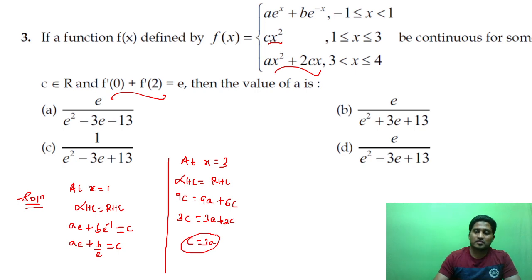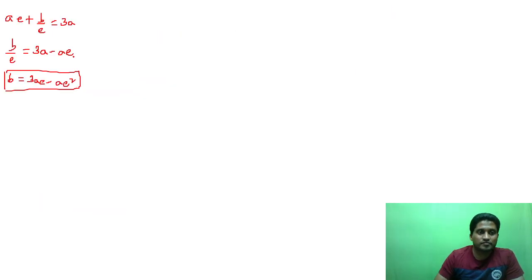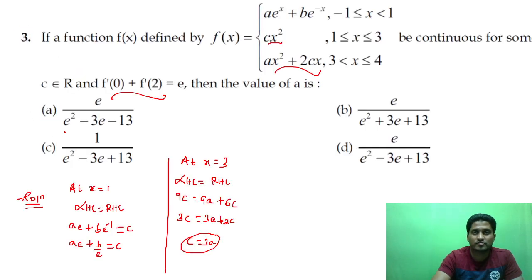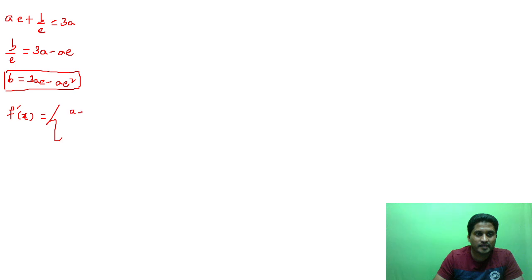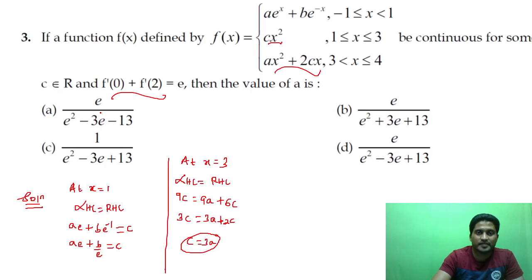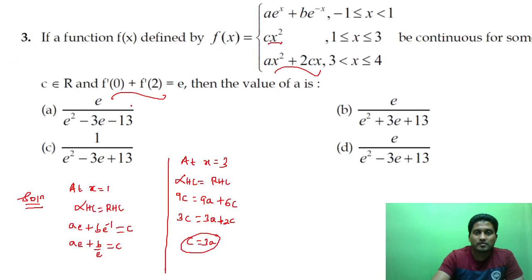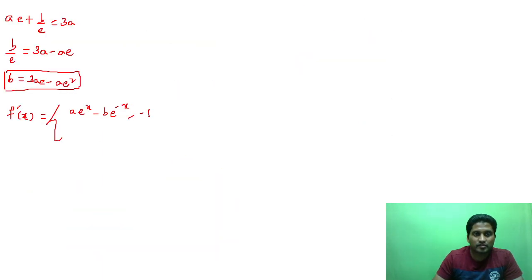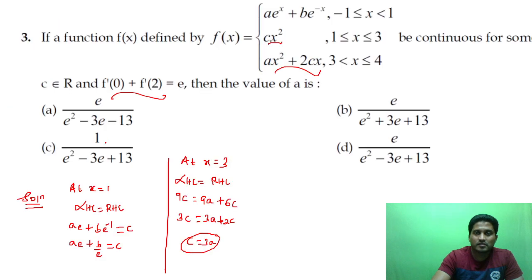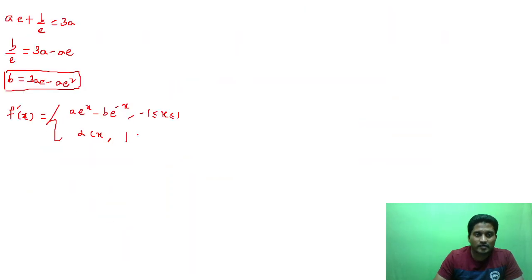It's also given in the question that f dash of 0... So first let me find out f dash of x. If I differentiate the function, f dash of x is equal to A e power x. Differentiation of e power minus x is minus e power minus x, so minus B e power minus x, where x lies between minus 1 and plus 1. Then differentiation of x square is 2x, so this is 2Cx, where x lies between 1 and 3.